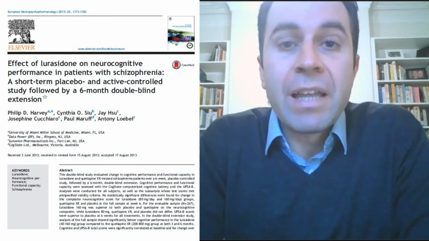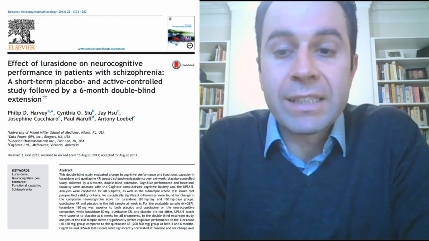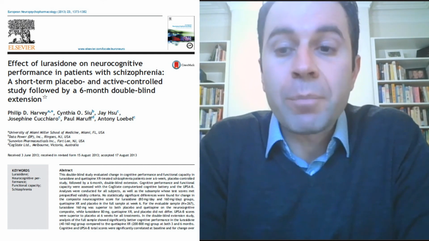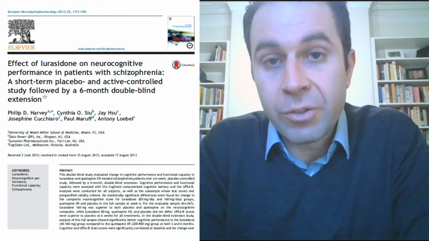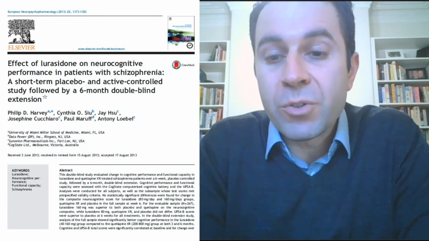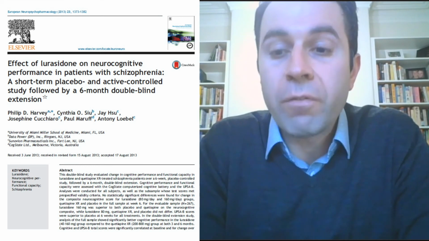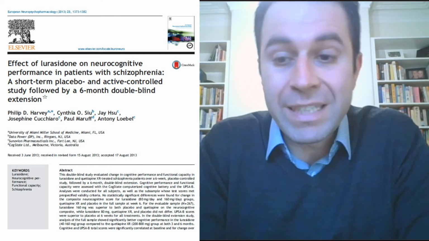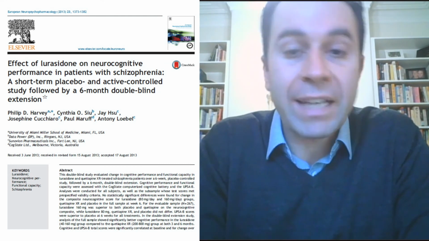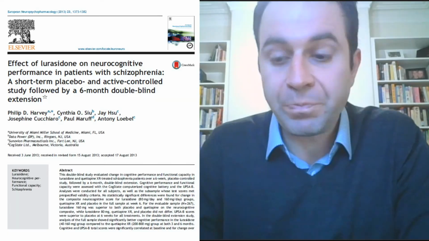Now, the study team then conducted a double-blind extension phase, which allowed for examination of cognitive treatment effects for up to 6 months after the acute study period. Now, this was the first study to evaluate both short and longer term effects of lorazepam on cognitive performance in schizophrenia, where there was a double-blind design, but also both active and placebo controls.